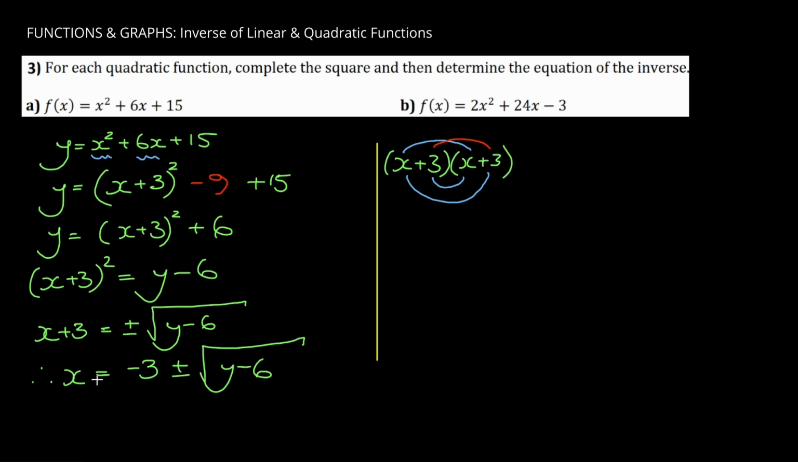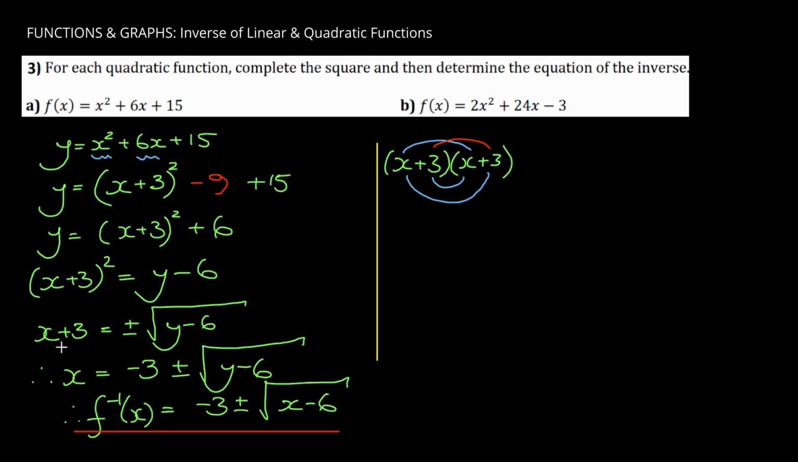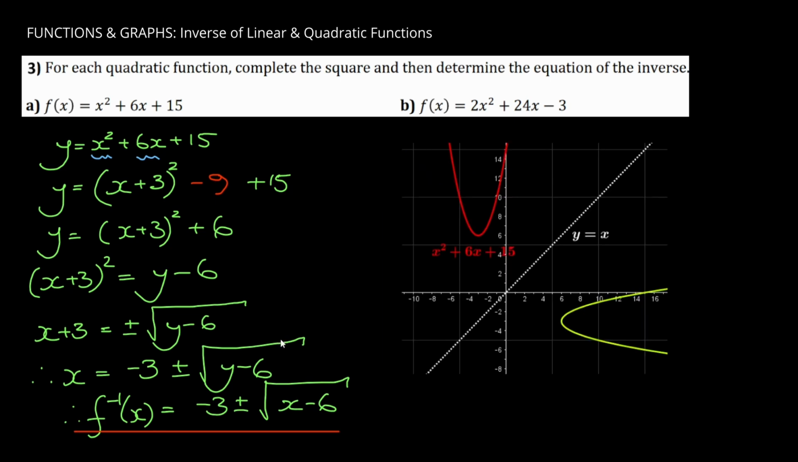And because we've got the inverse function, we can now say that this is therefore equal to f to the minus 1 of x is equal to negative 3 plus or minus the square root of x minus 6. And that is your answer. And just to show you what this all looks like on a graph, here's our original quadratic, as you'd expect, a U-shaped quadratic, and here is the inverse. And yet again, it is the reflection on the line y equals x.